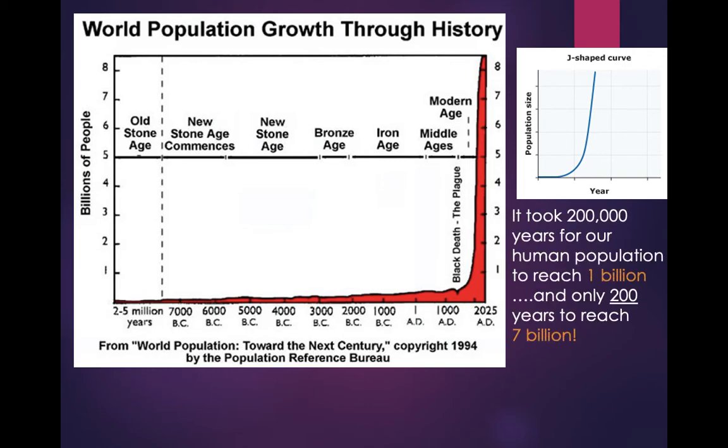Just to kind of give you another statistic that might surprise you, it took 200,000 years for human population on Earth to reach 1 billion people. However, it only took 200 years after that to reach 7 billion. So that is represented here by this extremely spiked J-curve. So check out the video.